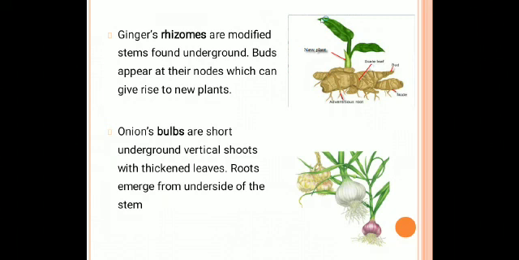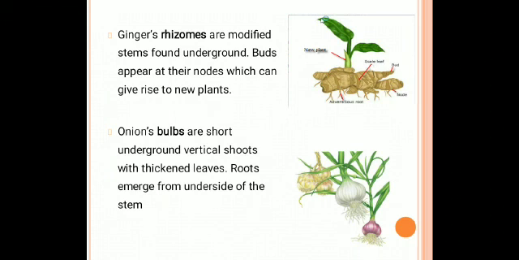Another example is the rhizome. Ginger rhizomes are modified stems found underground. In ginger, the buds appear at the nodes, which can give rise to new plants. In the picture we can see adventitious roots present in the ginger, and the scale leaf, a small bud-like structure. From that bud-like structure the new plant develops.